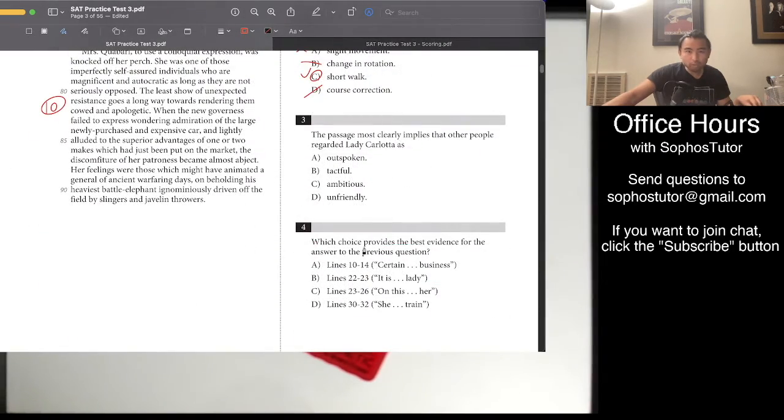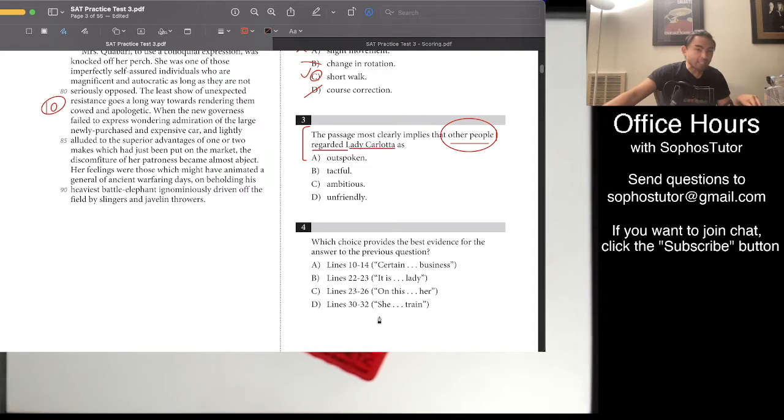Question 6 says, which choice provides the best evidence for the answer to the previous question? Well, since we need the previous question, let's go ahead and read it. The passage most clearly implies that other people regarded Lady Carlota as. And if we're following the strategy of following nouns and verbs, we have other people, we have Lady Carlota, and regarded. When I see a verb, I ask, who is doing the regarding? It's other people. So as we read these quotes, we need to be thinking about other people. Do we have evidence of an impression that other people have of Lady Carlota?